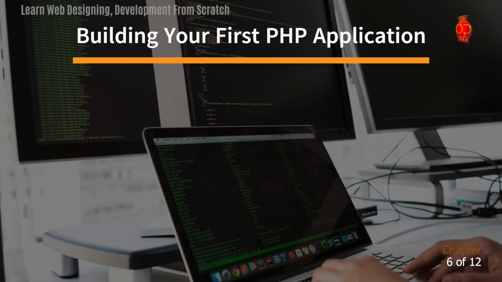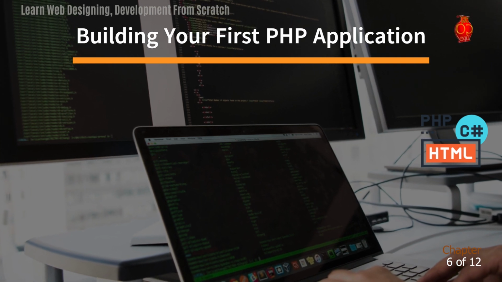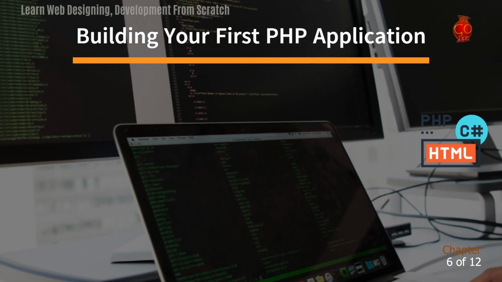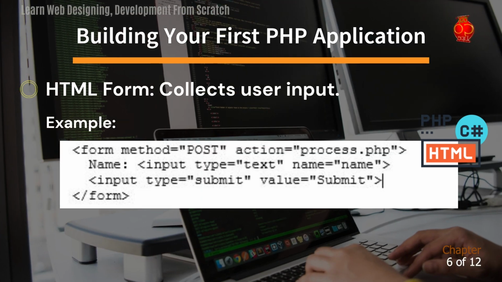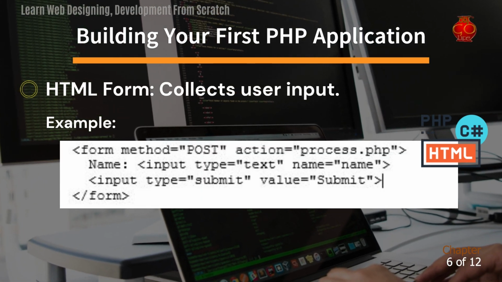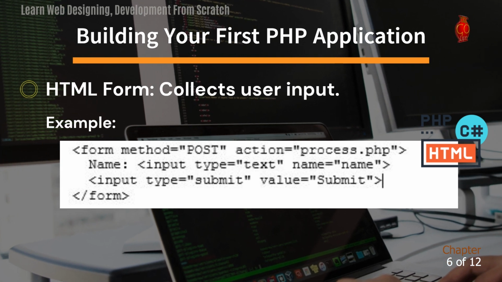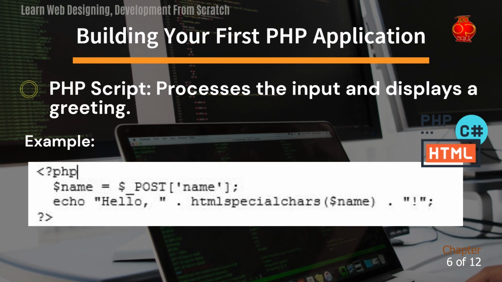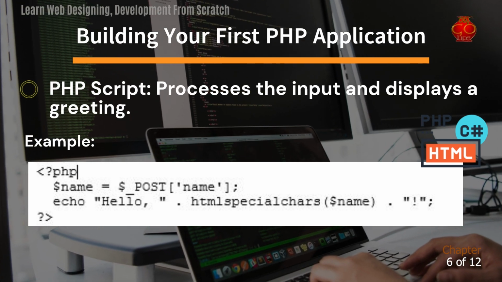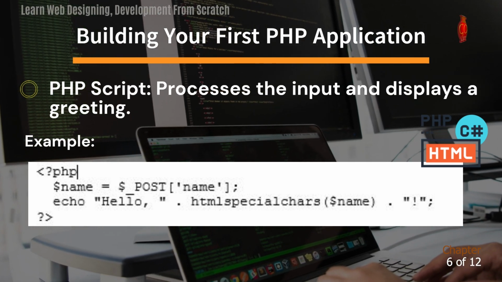To see PHP in action, let's create a simple script that takes user input from a form and displays it back to the user. HTML form. This form collects a name and sends it to a PHP script, process.php, for processing. PHP script, process.php. This script receives the name from the form, stores it in a variable, and prints a greeting.